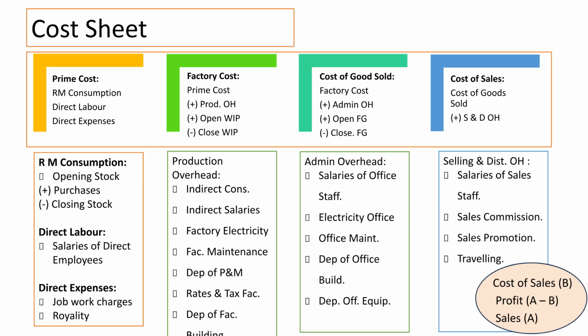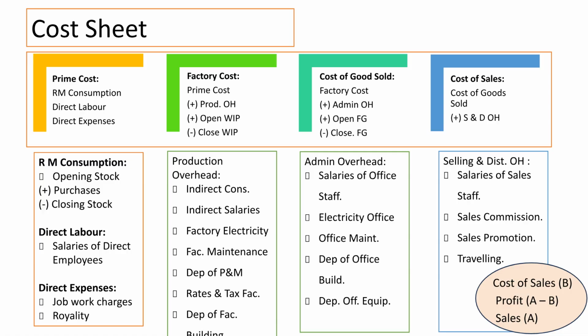To calculate the raw material consumption, we need to take the value of opening stock of raw material, add the value of raw material purchased during the period, and deduct closing stock of raw material. Direct labor means salaries of direct employees who are engaged in the production. Direct expenses means job work charges, royalty paid, etc.